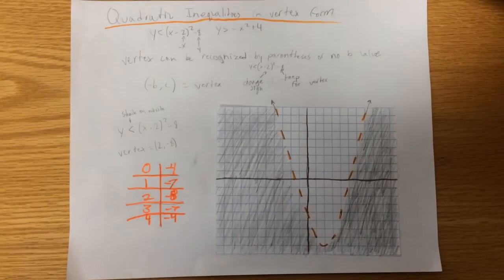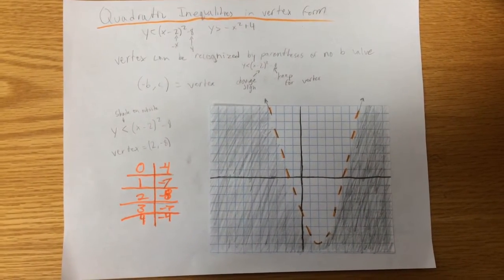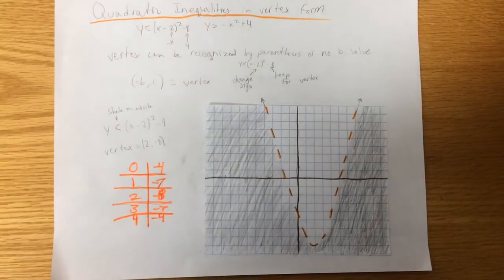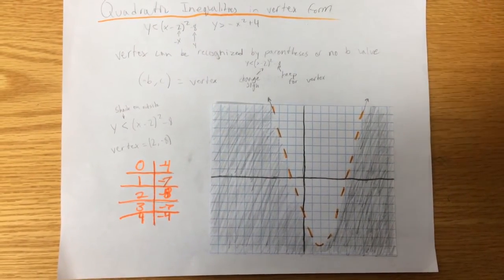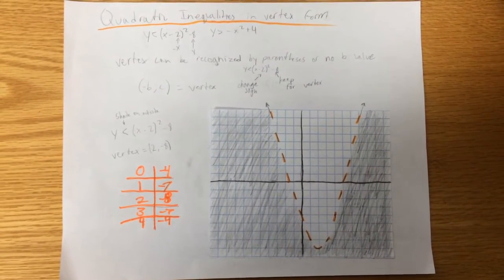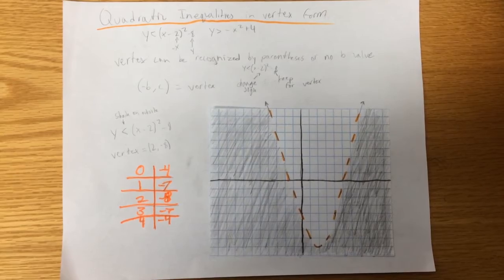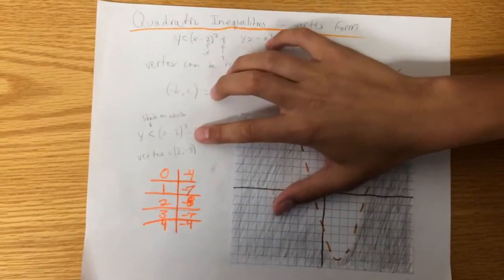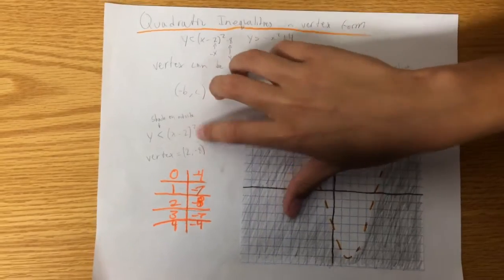Okay, quadratic inequalities in vertex form. Vertex form can be recognized by parentheses or no b-value. This inequality, negative x squared plus 4. First, what you do is you find the vertex. You can see here and right here.